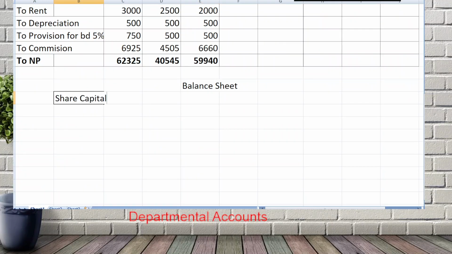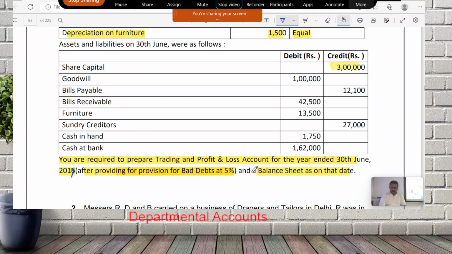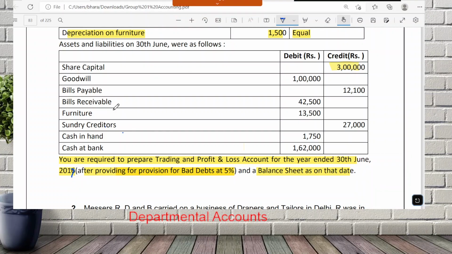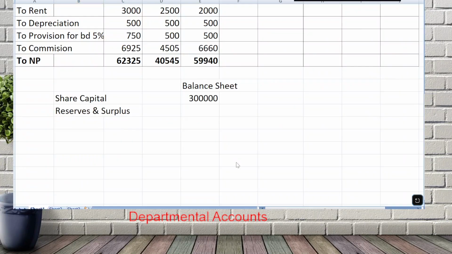Share capital, what is the share capital given? 3 lakhs. Reserves and surplus, we'll take it as a balancing figure. We'll take it as which one? A balancing figure.